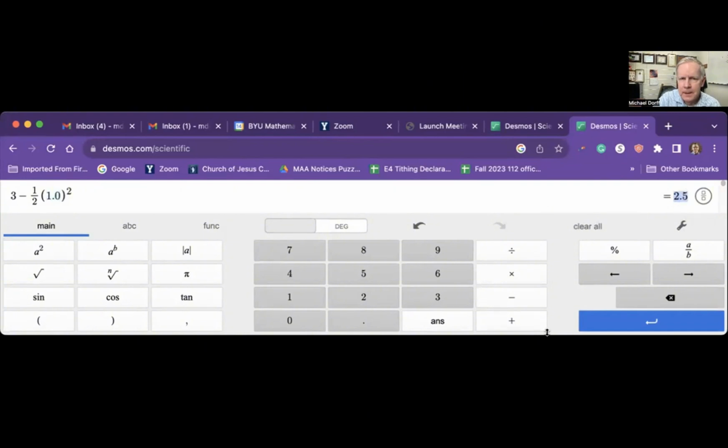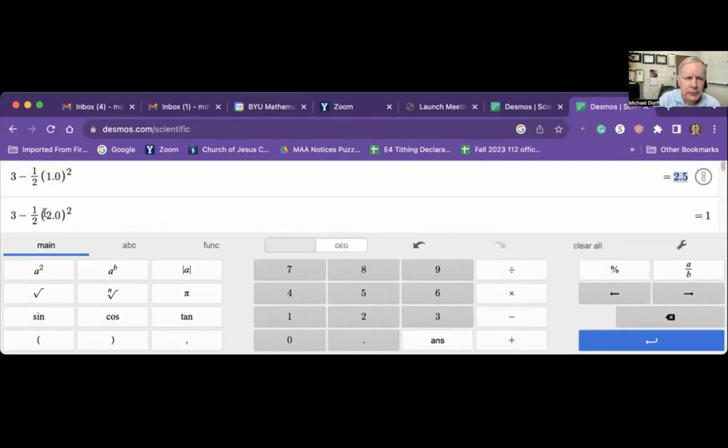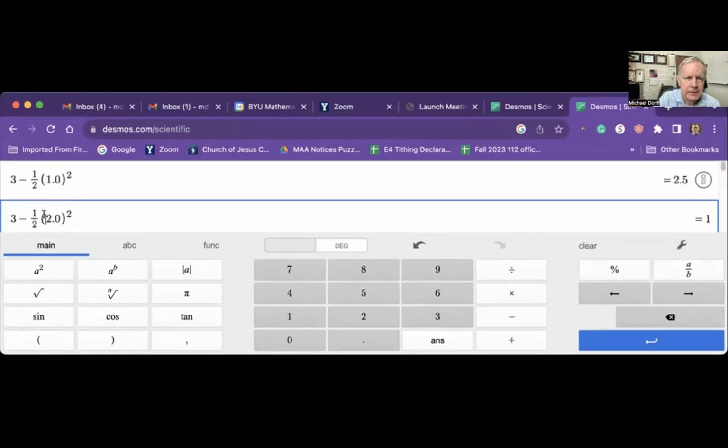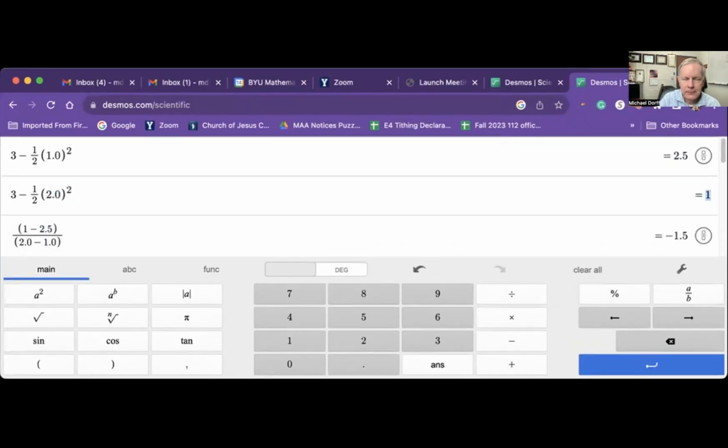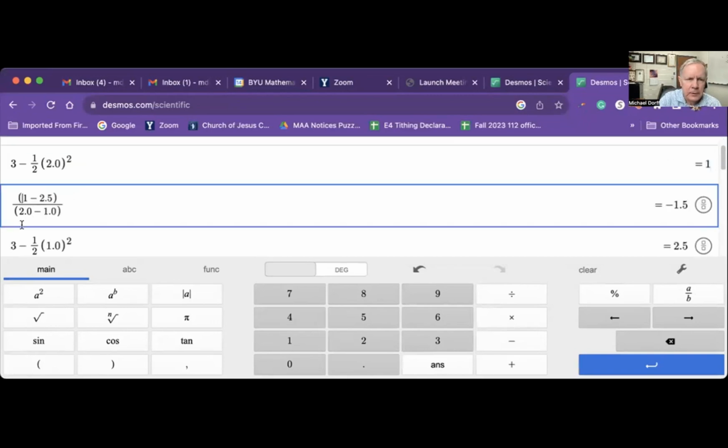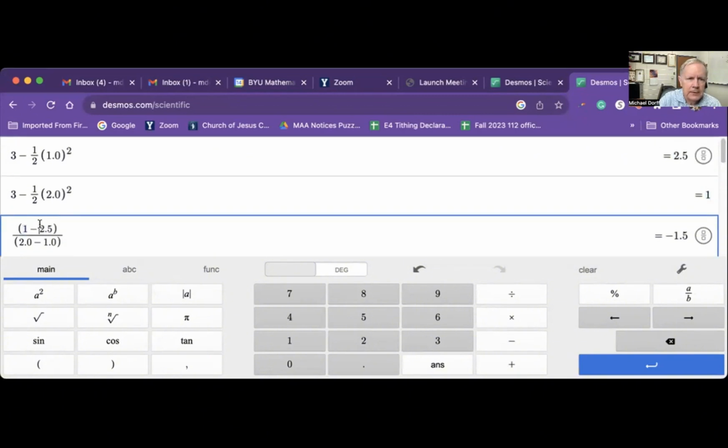Then the next one, we put in 2. So when x is 2 in my function, I come up with the value 1 over here. With those values, I can figure out the average velocity, or the slope of the secant line, by taking the differences of the y's. Here is y2 minus y1, over x2 minus x1, and it gives me that value of negative 1.5 that I showed you on the iPad earlier.